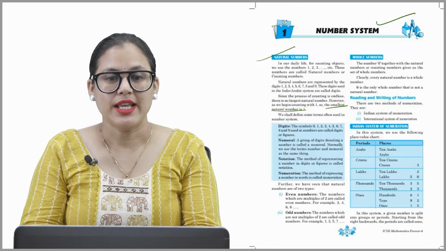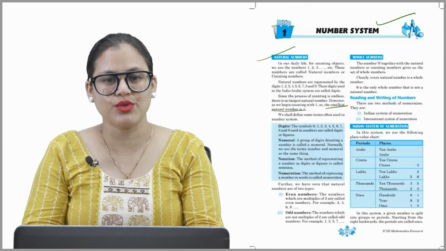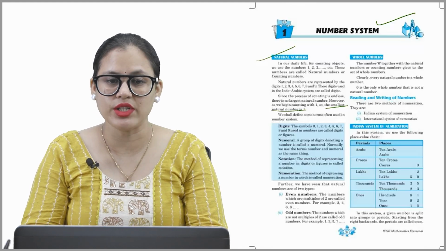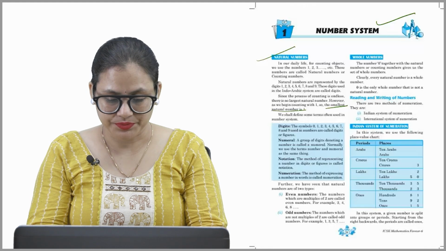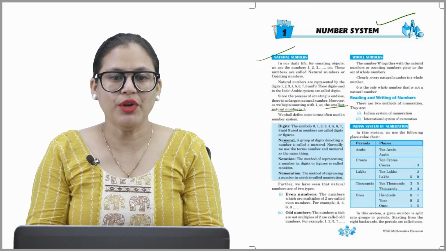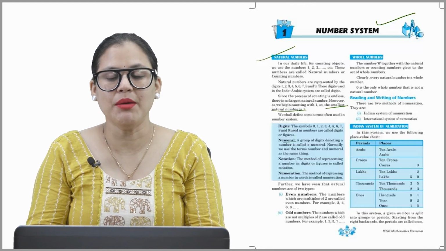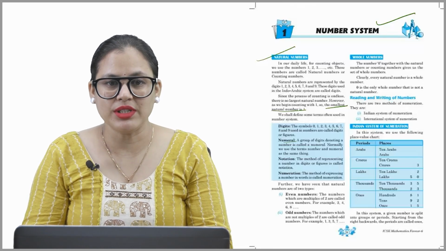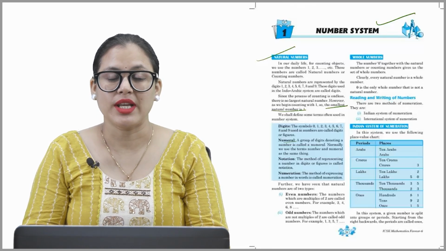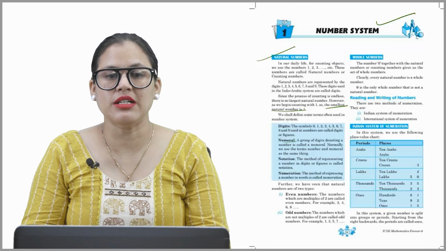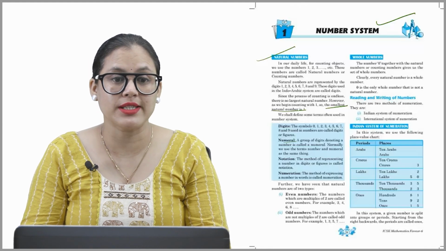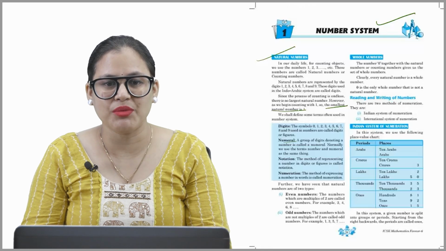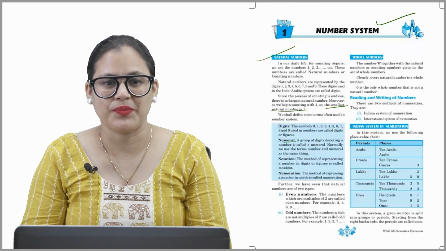Number 1, digits. The symbols 0, 1, 2, 3, 4, 5, 6, 7, 8 and 9 used in numbers are called digits or figures. Numeral. A group of digits denoting a number is called a numeral. Normally, we use the terms number and numeral as the same thing. Notation. The method of representing a number in digits or figures is called notation. And numeration. The method of expressing a number in words is called numeration.